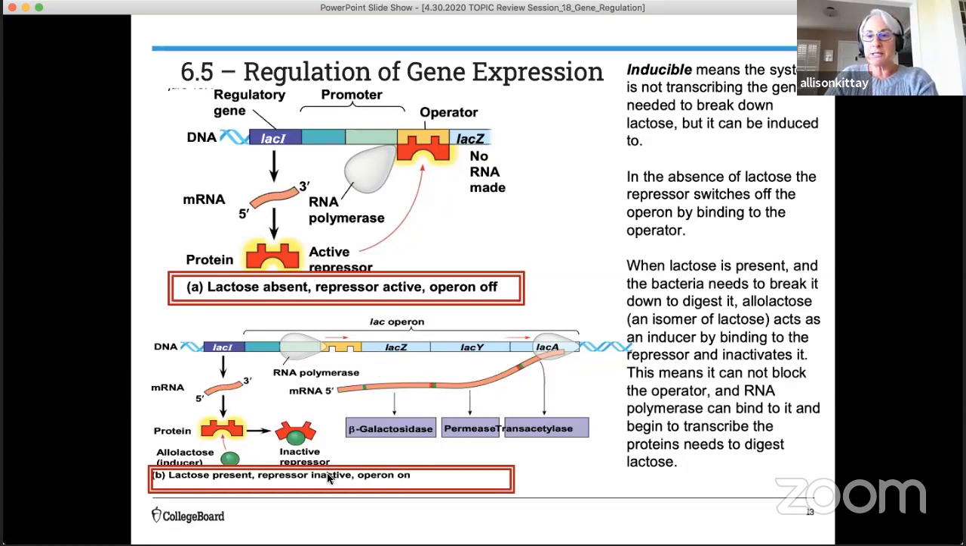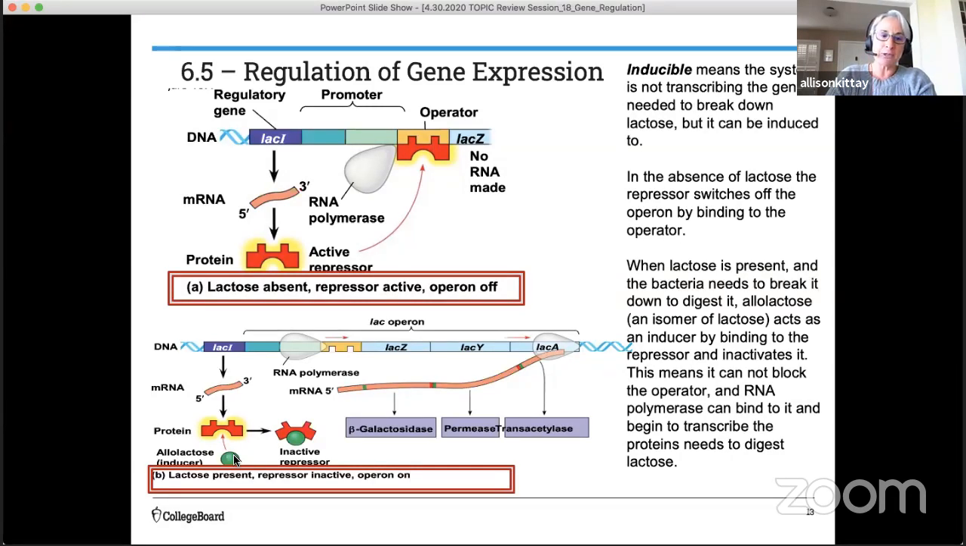In the second case, lactose is present. And when lactose is present, it is a nutrient for that bacteria, so it needs to break it down to digest it to get its energy. In this case, we're going to look at an isomer of lactose called allolactose, and it's being represented by this green ball here. And it is going to act as an inducer.